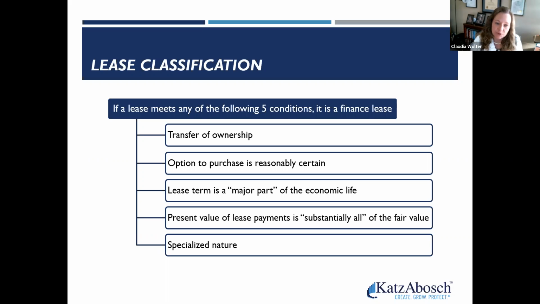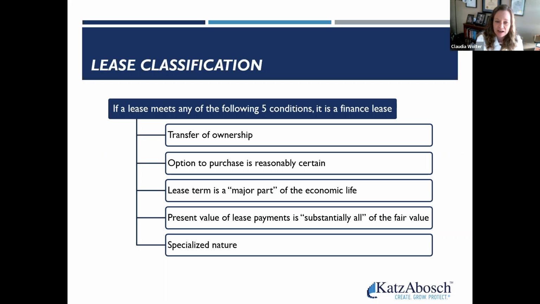The second one is whether the option to purchase is reasonably certain. Transfer of ownership is just, does it transfer at the end? The option to purchase is what I just described, so that bargain purchase option or anything that would incentivize us to purchase at the end. The third is that the lease term is a major part of the economic life. That was the old 75% rule.